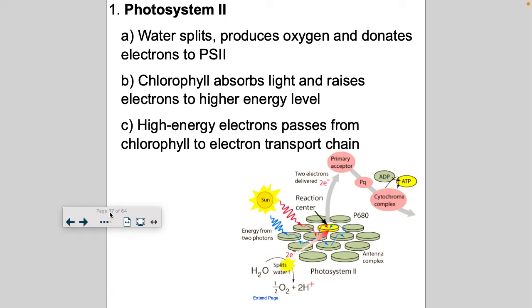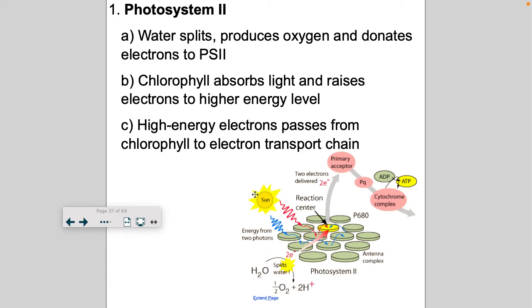So in photosystem 2, water is going to split, and as a result, when we break water, we're going to produce oxygen as a byproduct, and that oxygen is going to leave the plant, and that's the oxygen we are breathing today. When water splits, it also generates some electrons, and those electrons get sent to photosystem 2, which I have abbreviated as PS2.